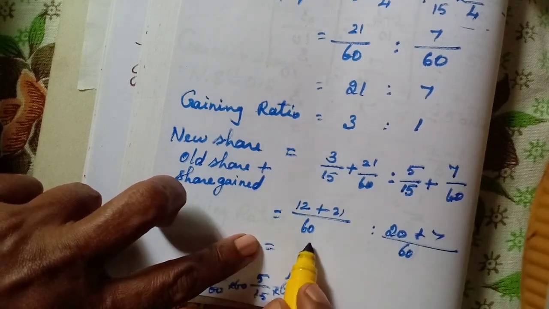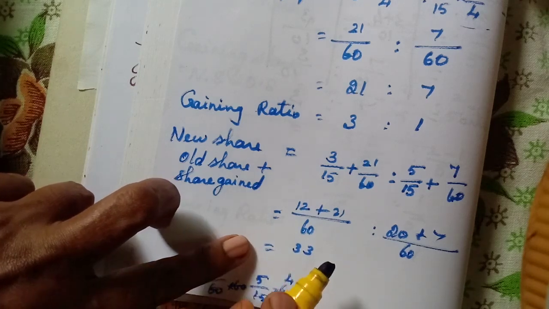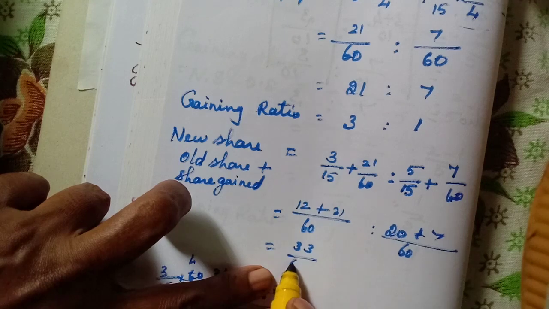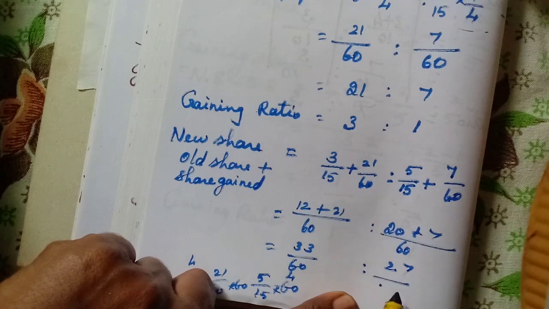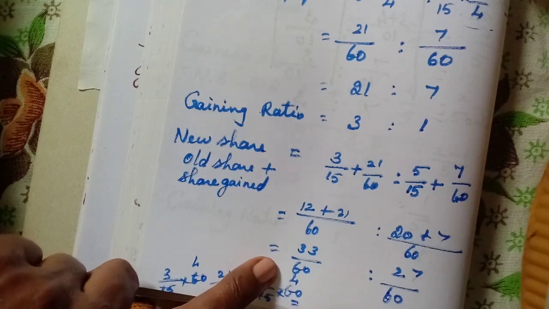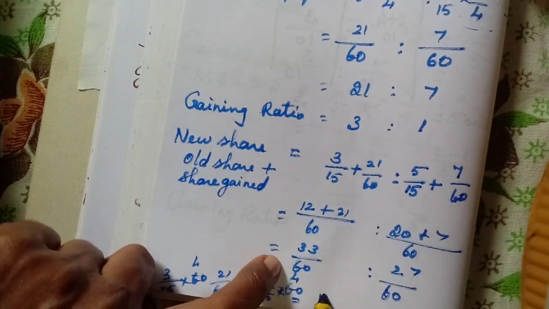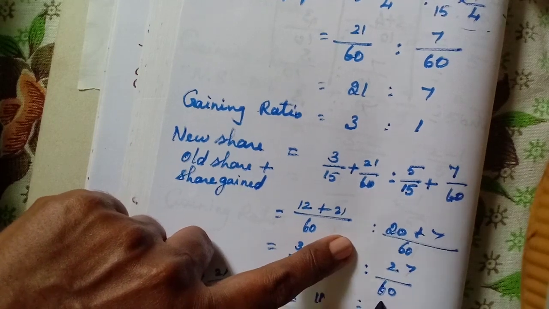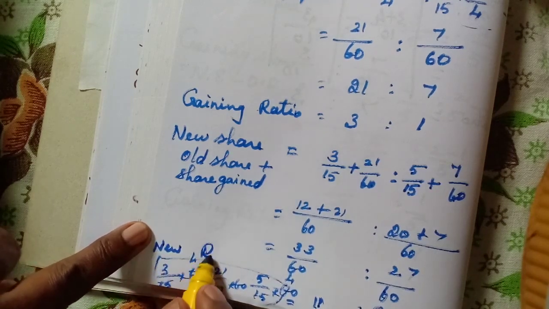So 33 by 60 and 27 by 60. Here, can we simplify this one? 3 table, isn't it? Here 11 is to 9. So this is this one calculation. Okay, this is the new ratio, new profit sharing ratio.